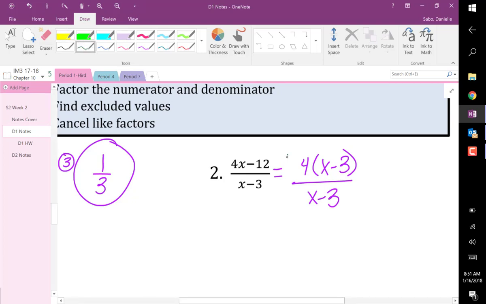And follow the steps. I even wrote them out in the last one. I put step 1, step 2, and step 3. Try to follow that. All right? I'm coming your way.